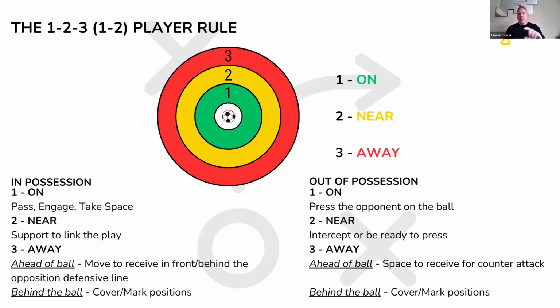And what that means, and sorry, I'll say about the 1-2 rule is if it's a bit younger age, it might just be the number one who's on the ball, and then everybody else is a number two. You know, if you're playing 4v4 in a small area, etc.